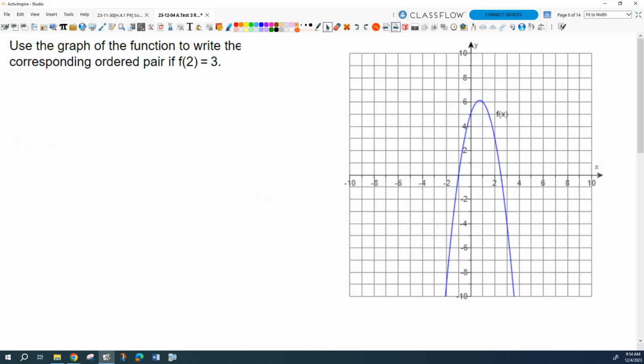Okay, how about this one? Use the graph of the function to write the corresponding ordered pair. Do you even need the graph on this? Answer is no. You don't even need the graph. You could, but you don't need it. If you're trying to write an ordered pair that goes with this statement right here, that tells you everything you need to know, doesn't it? An ordered pair, what's going there? Input or output? Input, yeah. So that's my x coordinate, and what's going there? Output.